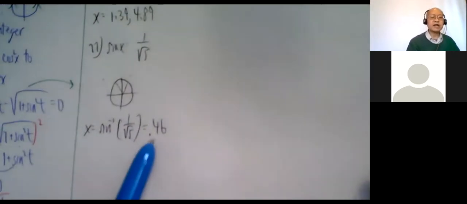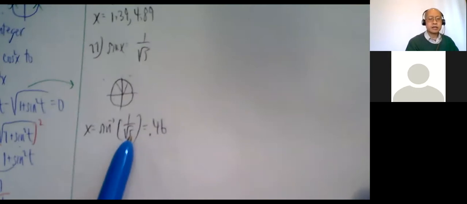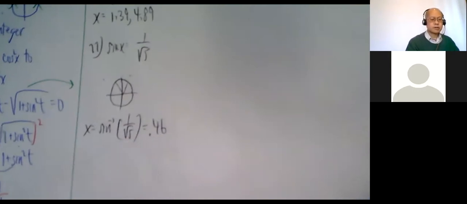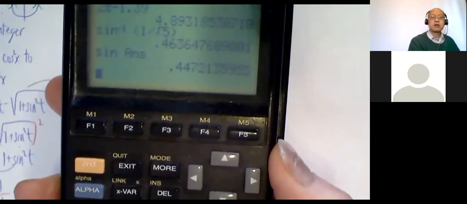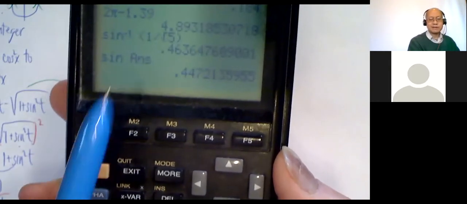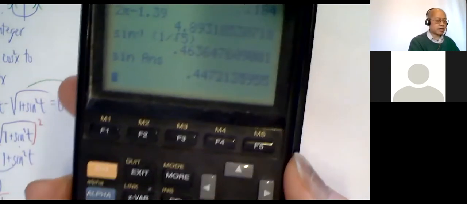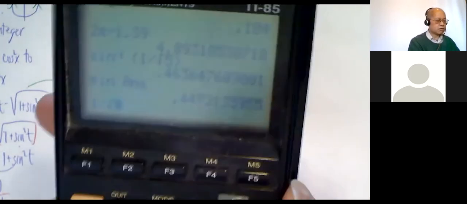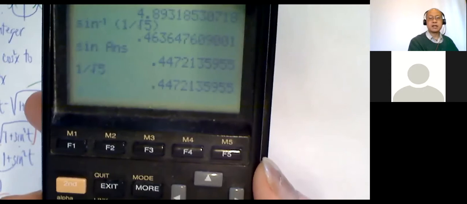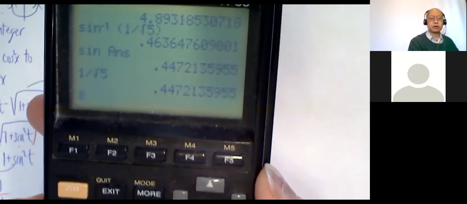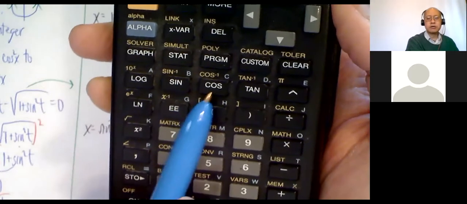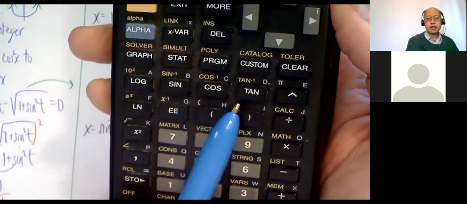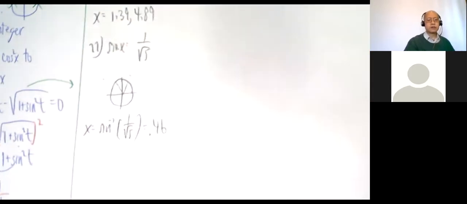Which now means the sine of this angle in radians should be that. So let me do sine of the answer. 0.447. Well, I'm going to guess that's 1 over radical 5. So let me check if that is 1 divided by square root of 5. And there it is, exactly the same, 0.4472, blah, blah. So it worked. This is like the undo function. How do you undo a sine? Inverse sine. How do you undo a cosine? Inverse cosine. How do you undo tangent? Inverse tangent, and so on.